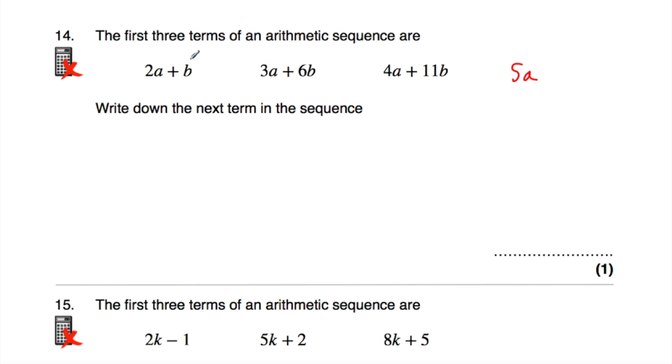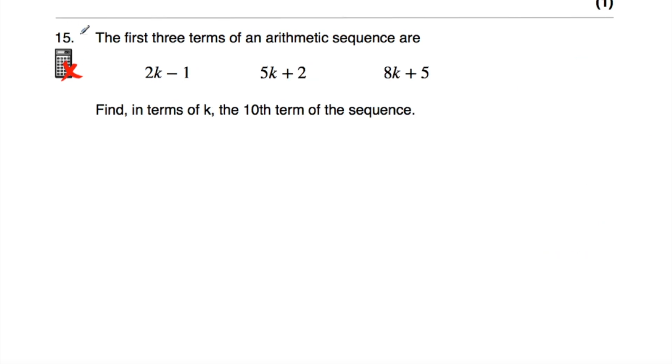In terms of the b's, we've got b. We've then got 6b, so we've added 5b. Then we've added another 5b to get 11b. So we're going to add another 5b. So 11b plus 5b would be equal to 16b. So the fourth term in the sequence, or the next term in the sequence, would be 5a plus 16b. And that's it.